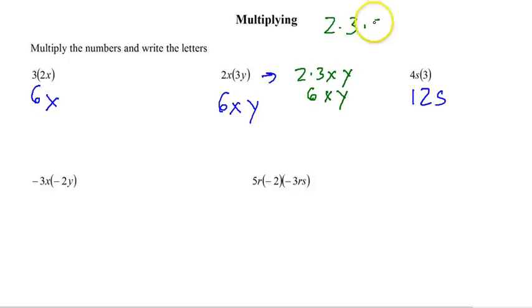If you had 2 times 3 times 5, you could go, oh, well, 2 times 5 is 10, so 3 times 10 is 30. You don't have to multiply from left to right and go 2 times 3 is 6, 6 times 5 is 30. It's going to give you the same answer. So that's all we're doing. We're just taking the numbers and rearranging them to give us our actual answer, which is 12s.